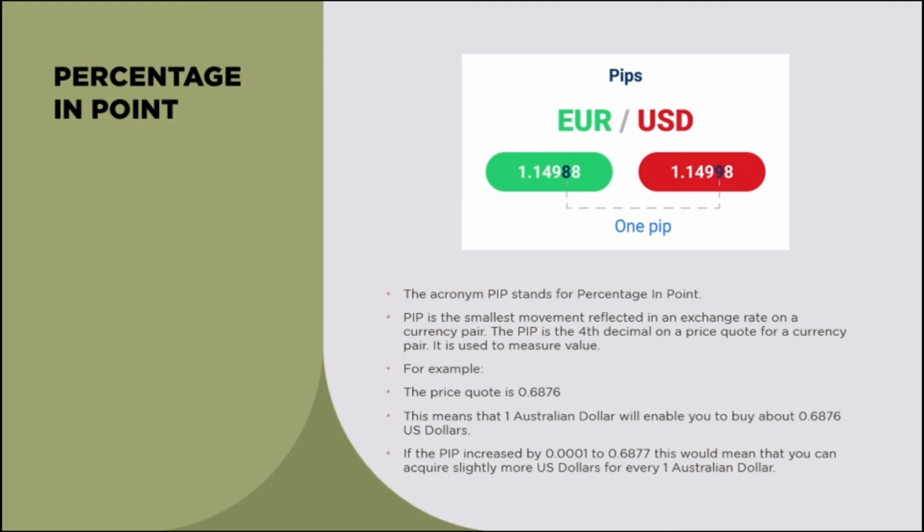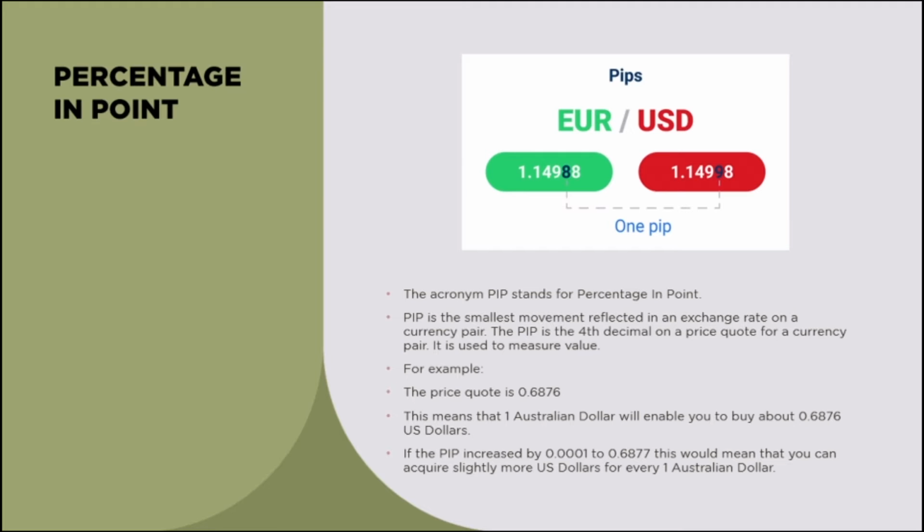All right, let's talk about percentage and point. And that's another way of saying pips. So, the candlesticks that you might see on different graphs are considered as pips. And you see the Euro, the USD. Normally it's the fourth number outside of the decimal point that will be the pip.